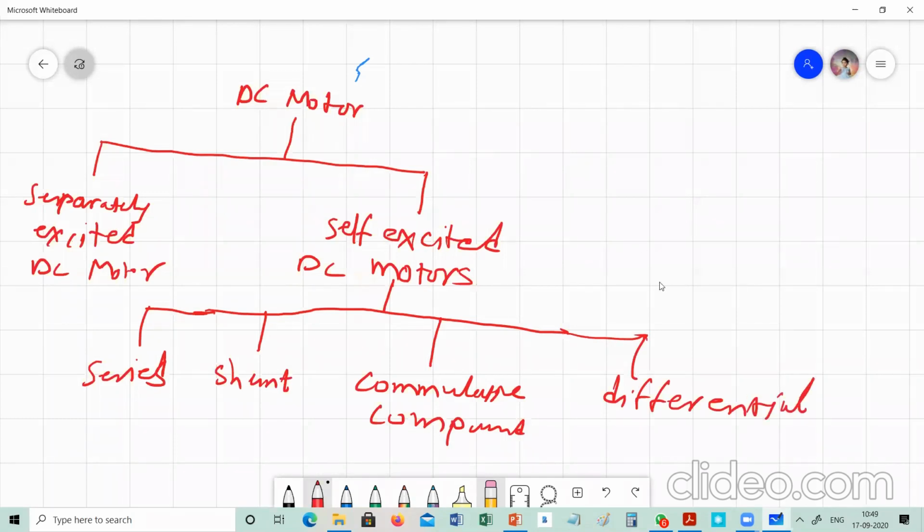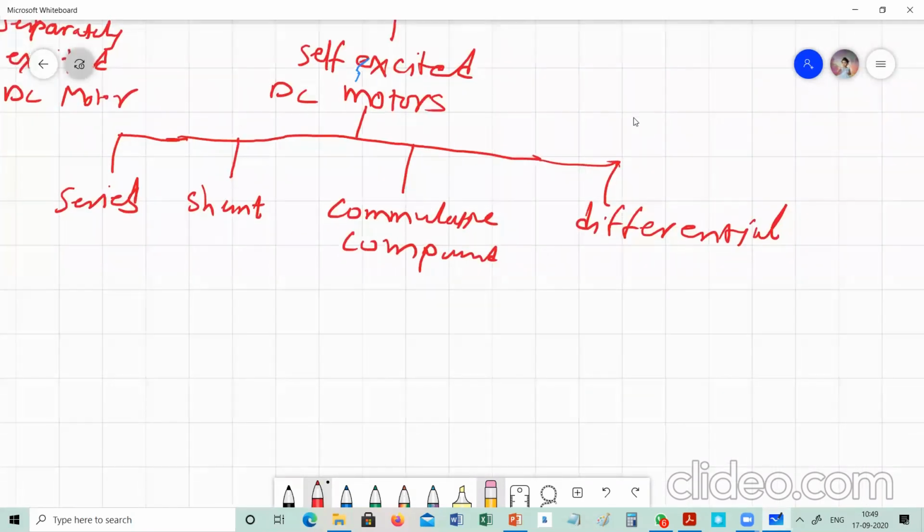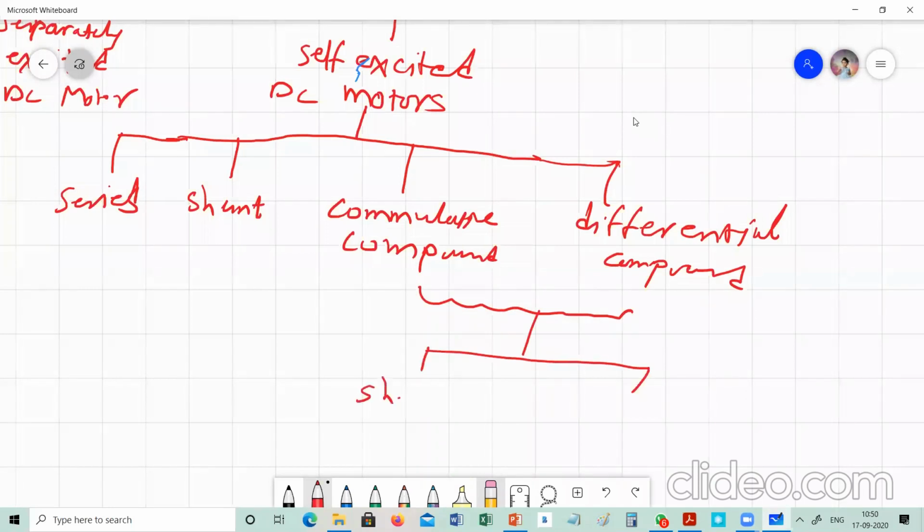Again, in cumulative and differential compound motors, there are two windings. One winding is connected in series and the other is connected in shunt. These can be designed in two types. One is the short shunt.